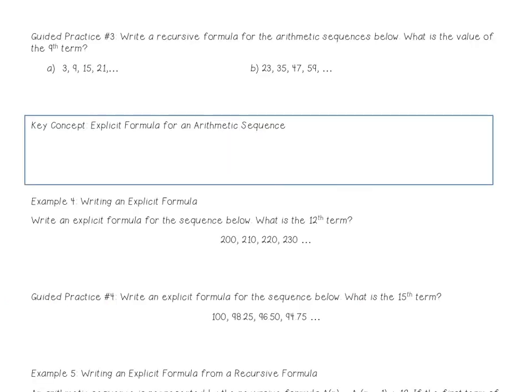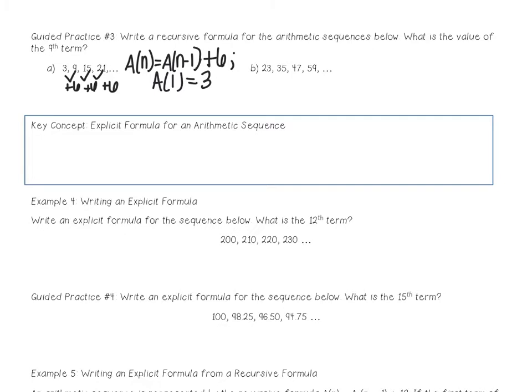Guided practice number 3, we're going to write a recursive formula, and this tends to be very difficult for students, so I'm going to do it with you. First, identify the pattern. You'll notice that you're adding 6. So it's the same thing every time. The nth term is going to be the term before it, A sub n minus 1, plus the common difference, so plus 6. And then you always state the first term, so you have somewhere to start. The first term for the sequence is 3.